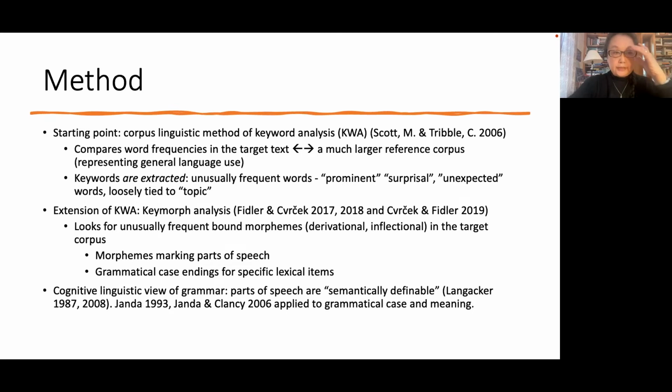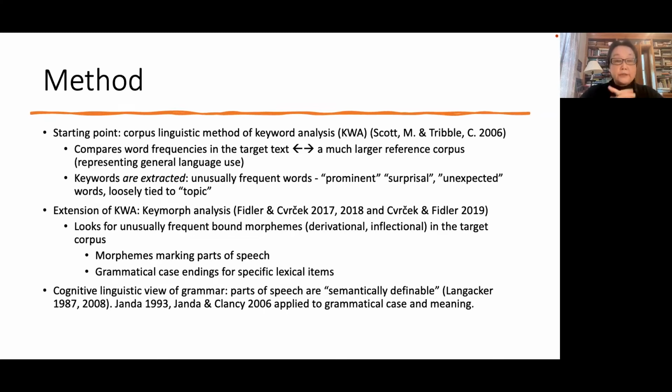The starting point is the corpus linguistic method of keyword analysis by Scott and Tribble. Well, what are keywords? Keywords are not cultural words. Keywords are extracted, so they're results. They're usually unusually frequent words in a text. They're called prominent words, surprisal words, unexpected words, and they are loosely tied to the topic of a text.